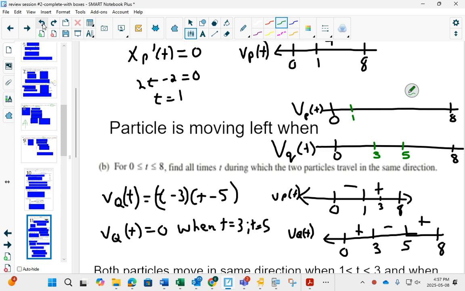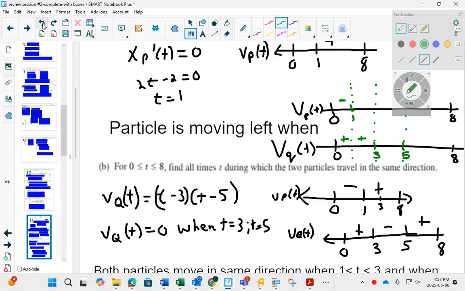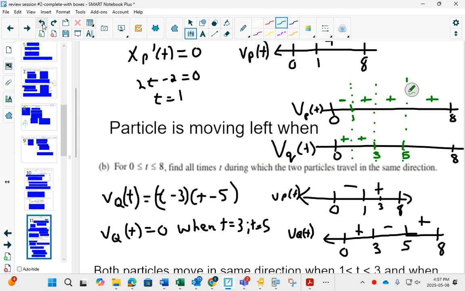And we know this one is negative in that section. This one is positive in that whole section, but I put 2 plus signs just so that we could see them. We know that everything is positive on the top one from 1 to 8, so all of these sections would be positive. We know it's negative between 3 and 5, and then positive.